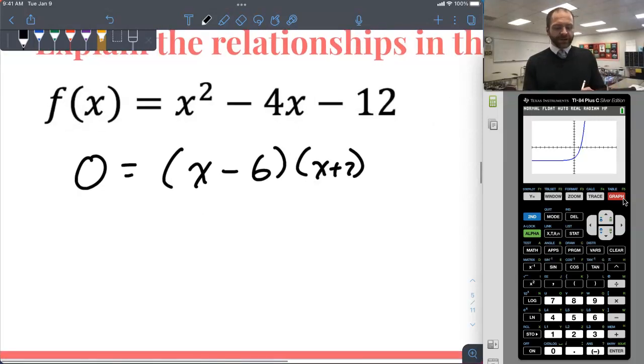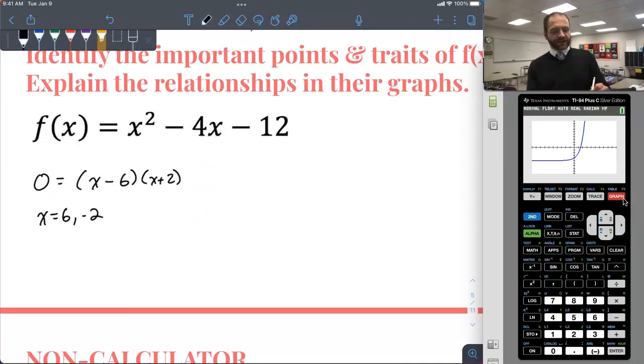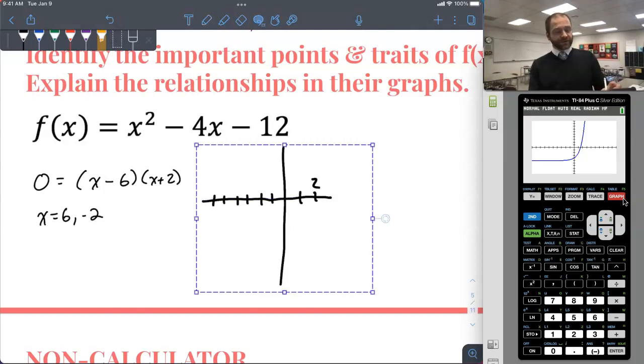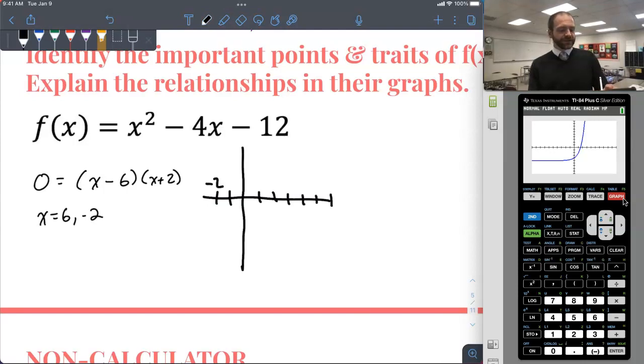What do I know? I know I have solutions at 6 and negative 2. Now, how is that helpful? There's a lot here. I'm just going to talk about important parts. So let's kind of look at this. I will not draw a scale. It is 6 and negative 2. So here's negative 2, 1, 2, 3, 4, 5, 6. And those are my x-intercepts. Boom, boom, boom, boom.